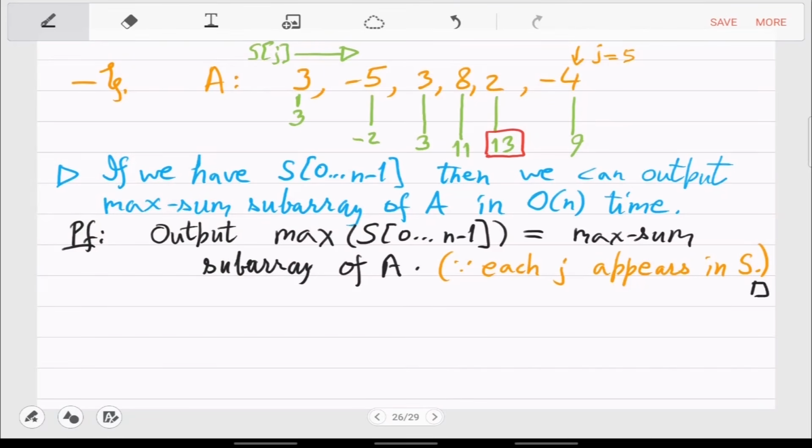So the Sj only gives you the max sum. What will you do for I? How will you calculate the exact interval? Did you see that in this example? What is the I for 13?